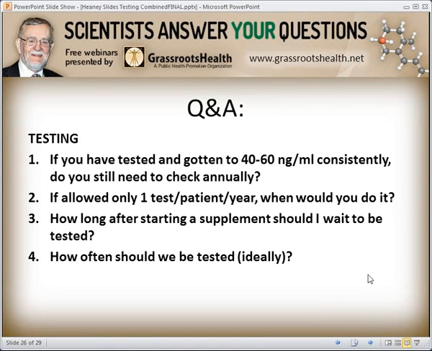Okay. If allowed only one test per patient per year, when would you do it? Well, if you want to know when you're at a neutral point, it would be late spring. That averages out the differences between summer and winter, if in fact you're going outdoors enough to make a difference. But although sun exposure was the principal source that we got in times past, most of us work indoors. Most of us don't see the sun except through the windows, and so the time of year doesn't really make as much difference as it did once.